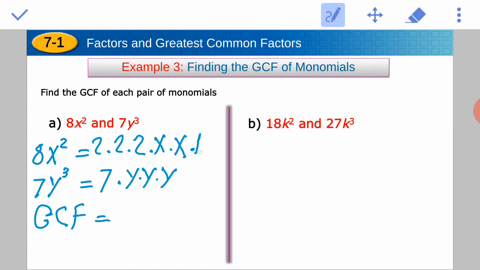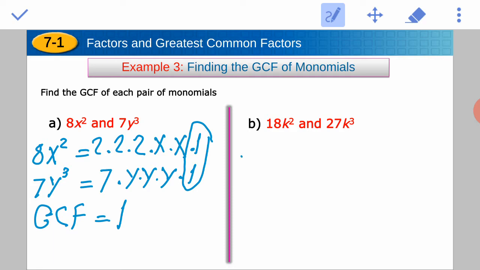Everything can be multiplied by 1 because 1 is multiplicative identity. Similarly, 7y cubed is multiplied by 1. Now I have one pair of common factors. This pair, 1 and 1. I'm going to take one factor of them and the GCF of these two monomials is going to be 1. Another example.